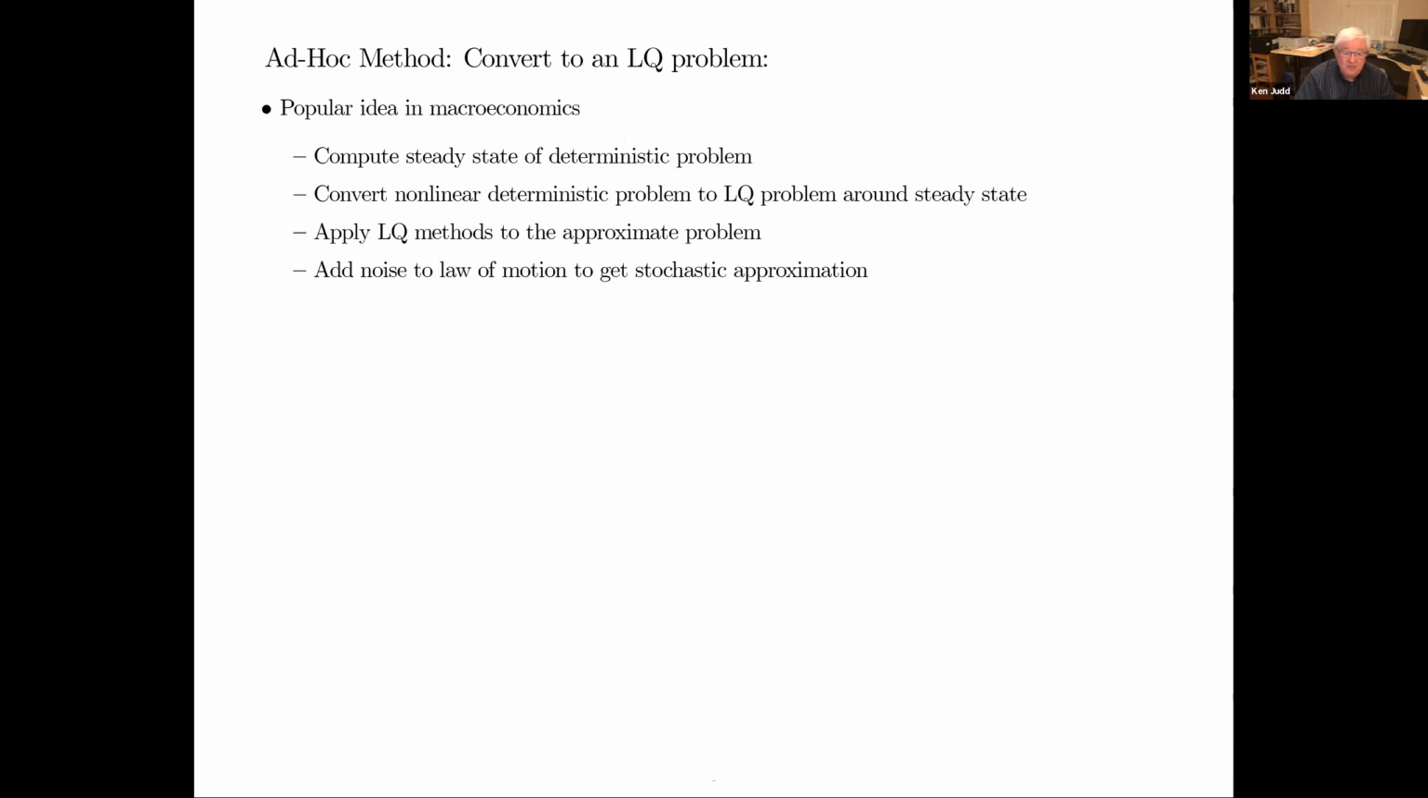So, okay, this is a continuous time example, which I'm going to start with. So here it's maximize discounted flow of utility. Excuse me.